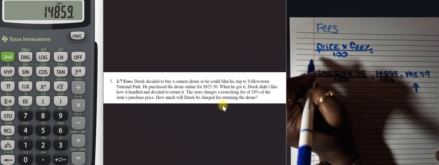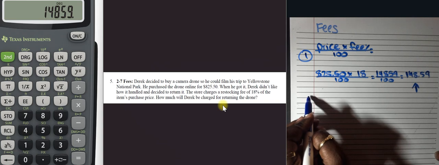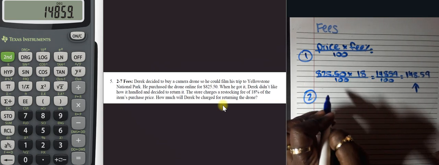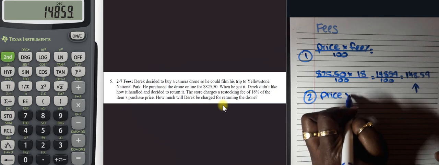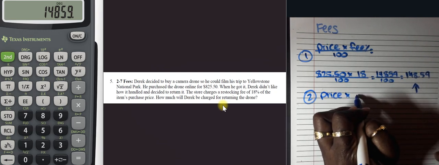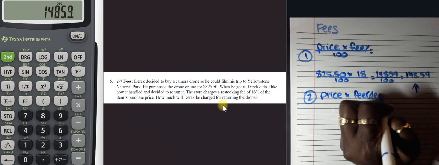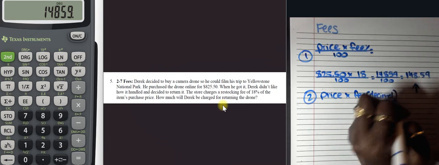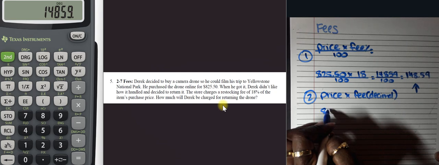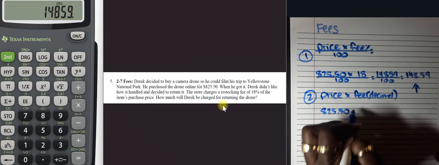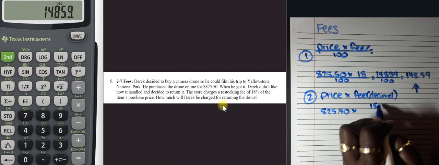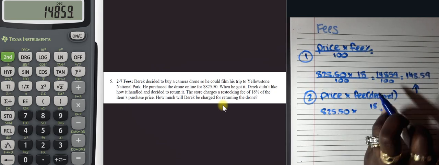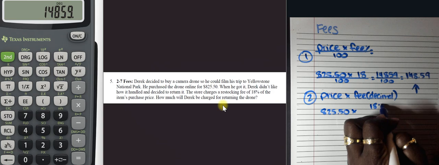So this one was using our percent. The second way was, remember, I like to convert my numbers, so we could take the price times the fee in decimal form. So in that case, we would have said $825.50 times 18%, which is the same thing as writing 0.18.